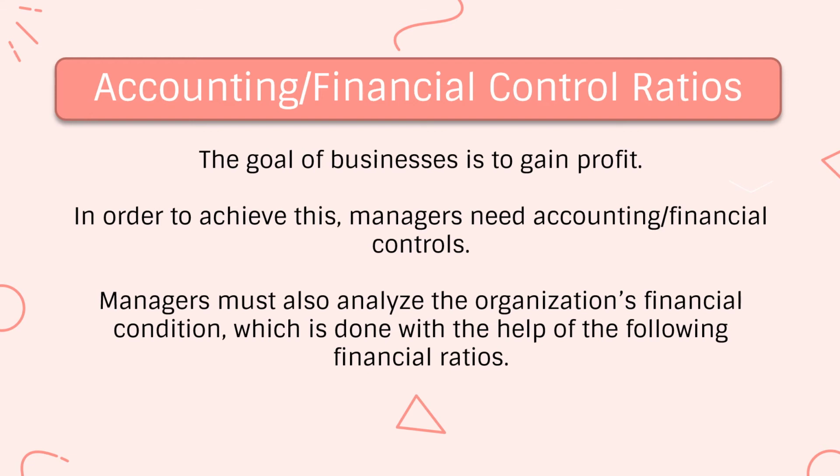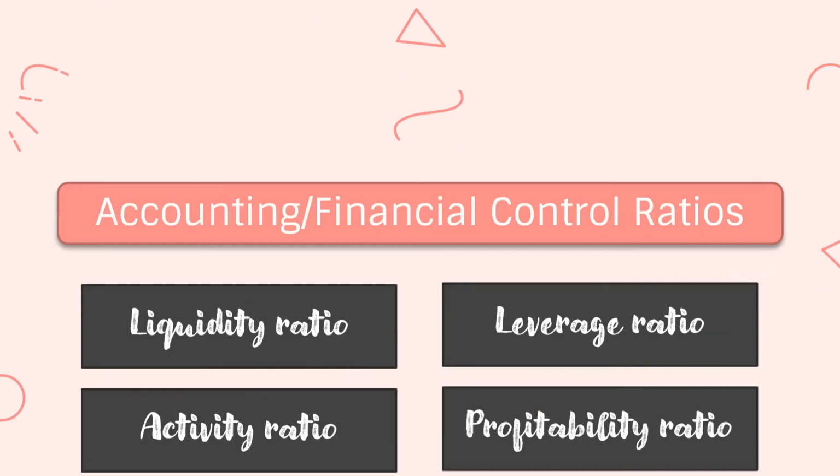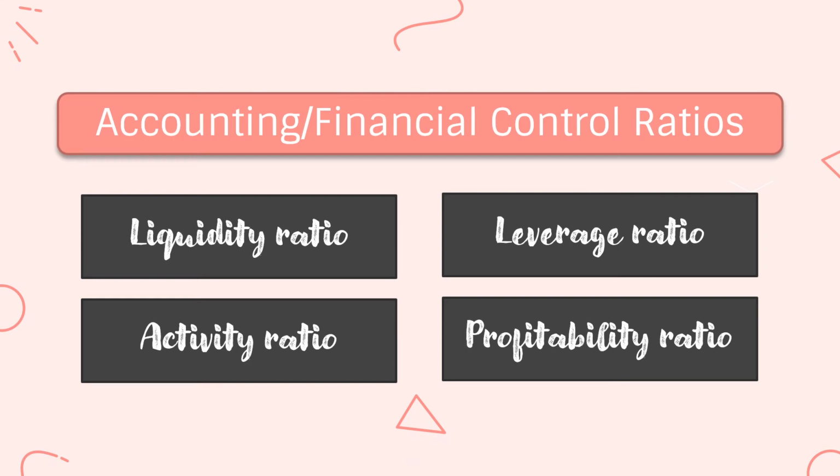So previously, we've discussed so many financial ratios or accounting ratios. But for the sake of the ABM 11 students who don't have their accounting subject, I trimmed down or I just included the most important ratios or yung mga basic ratios under accounting or financial control. So under accounting or financial control ratios, we have liquidity ratio, activity ratio, leverage ratio, and profitability ratio.